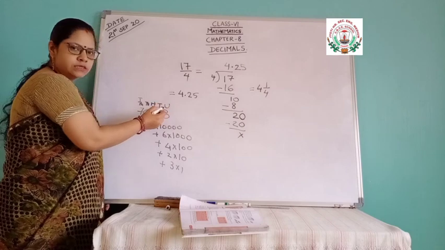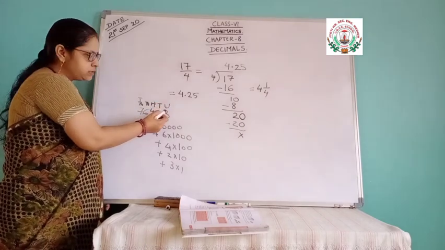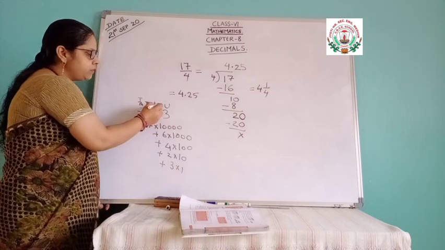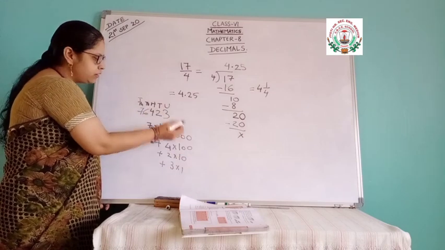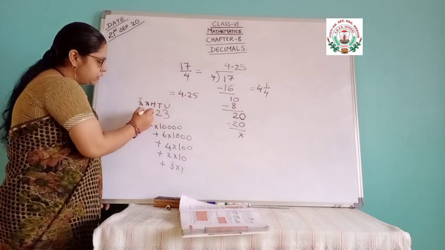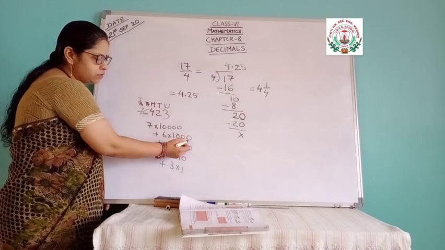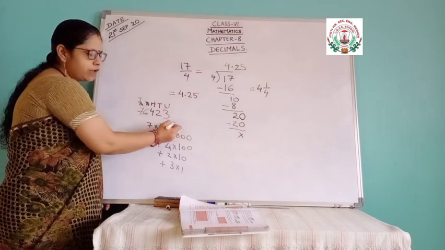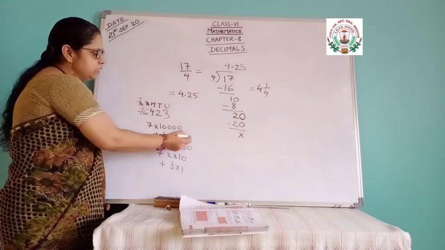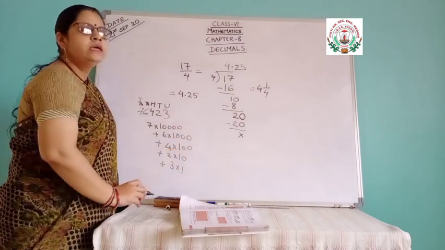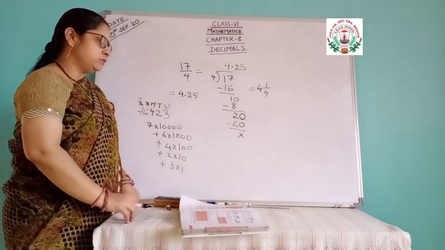Units means ones. Instead of units you can also write ones. So 3 into 1 we have written, then 2 into 10, then 4 into 100, then 6 into 1000, and 7 into 10,000. These numbers 10,000, 1,000, 100, 10 and 1 are according to the place value system.